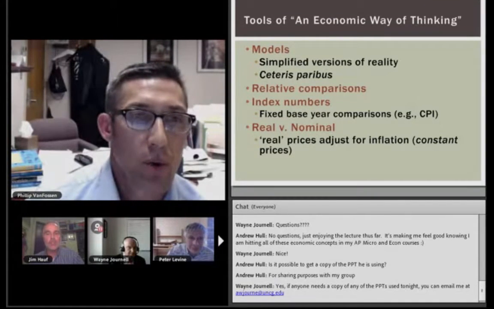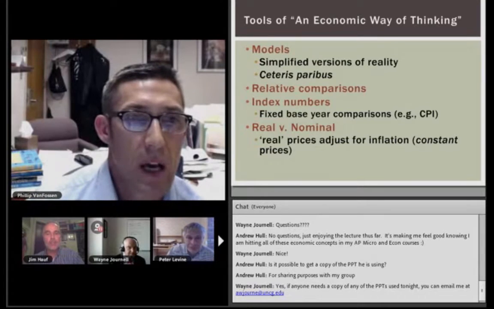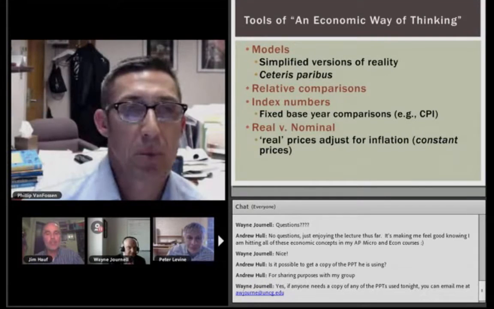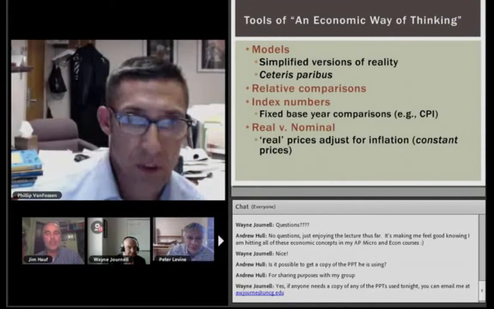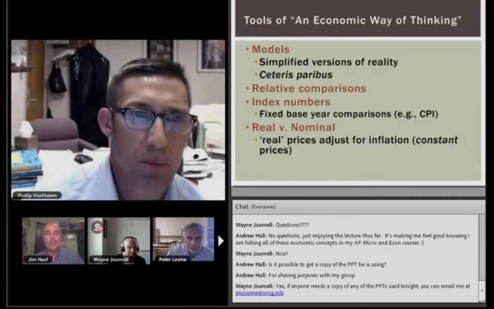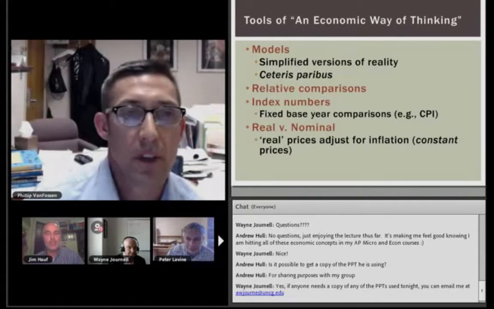Clearly ways of measuring change over time, particularly percent change. Very important one in economics is the idea of real versus nominal. We talked about those prices being real incentives that people respond to in predictable ways. So the idea of constant prices is very important. I'll give you a very quick example.